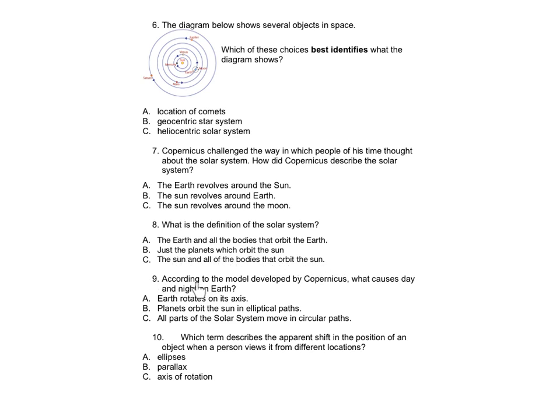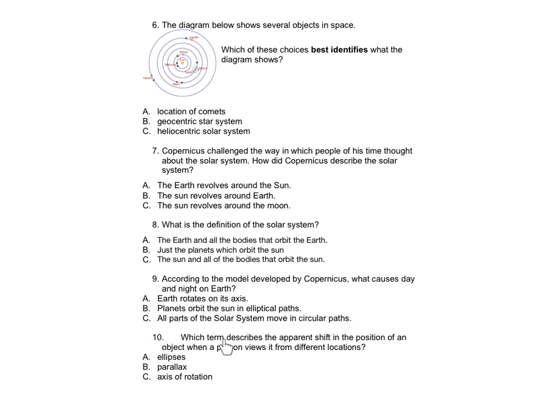Number 9. According to the model developed by Copernicus, what causes day and night on Earth? A. Earth rotates on its axis. B. Planets orbit the Sun in elliptical paths. C. All parts of the solar system move in circular paths.